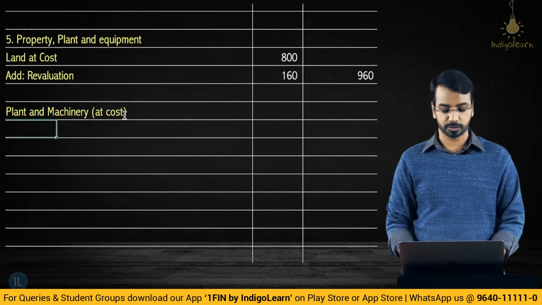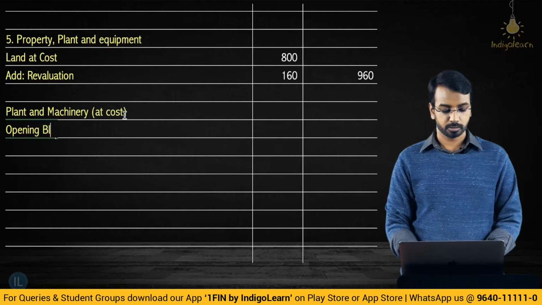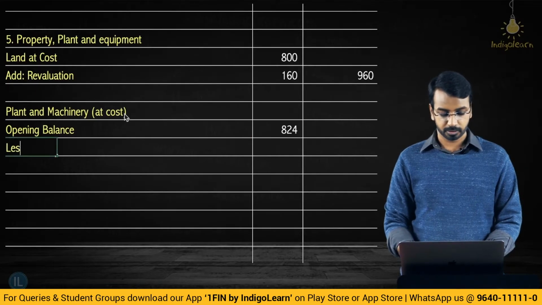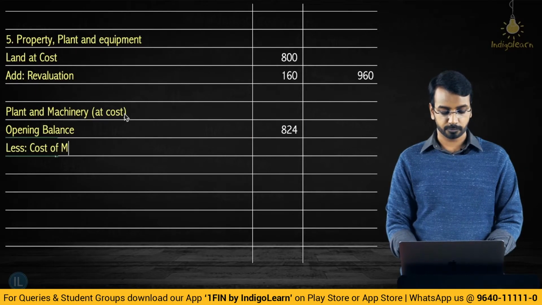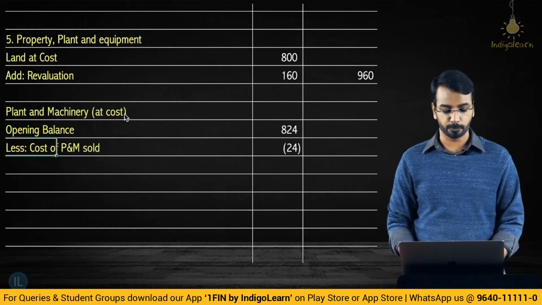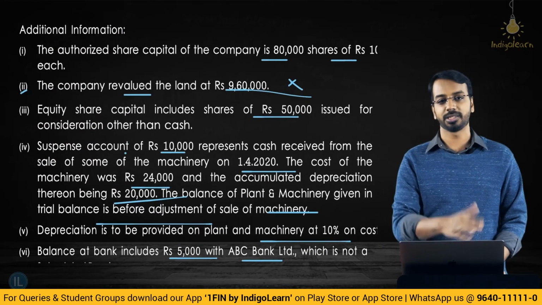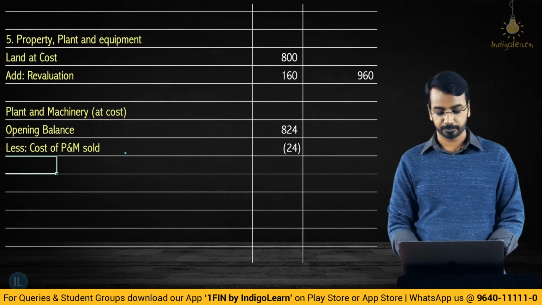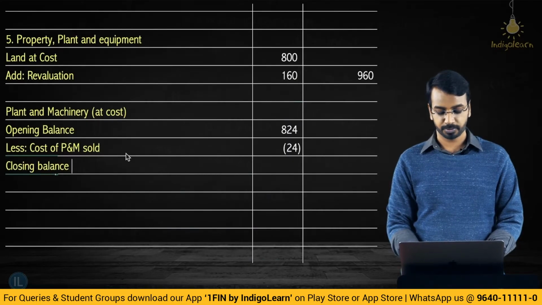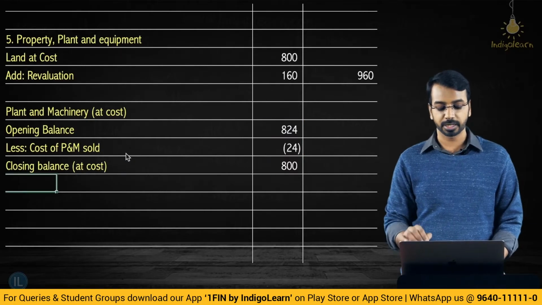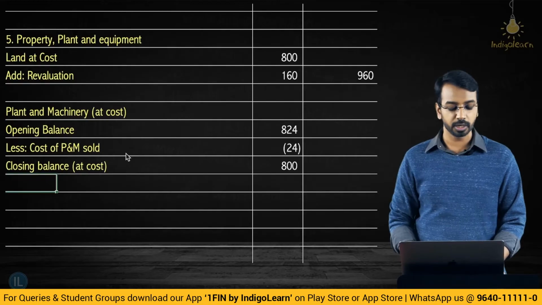So plant and machinery at cost. Opening balance. How much is the opening balance? 824 less cost of plant and machinery sold. How much is sold? 24. So minus 24. Okay. Then is there any addition details? There are no additional details regarding purchases, so we will ignore that. So closing balance at cost. How much is the closing balance at cost? 824 minus 24, 800. Okay, 824 minus 24, 800.